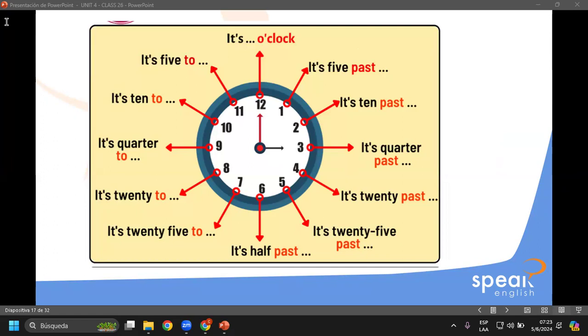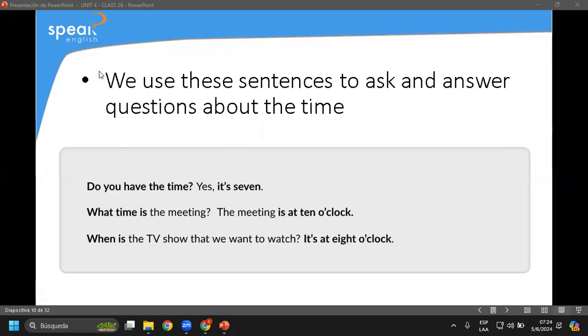Any questions, everybody? Easy or difficult, telling the time? What do you think? Easy, difficult, more or less? Okay. Let's have a memory. Yeah, you have to memorize, definitely.